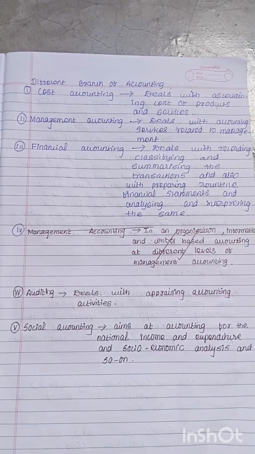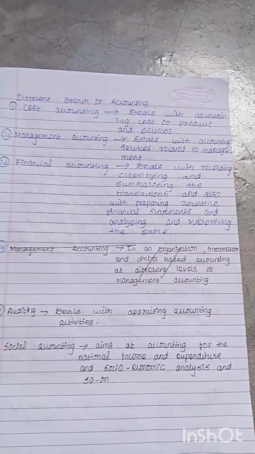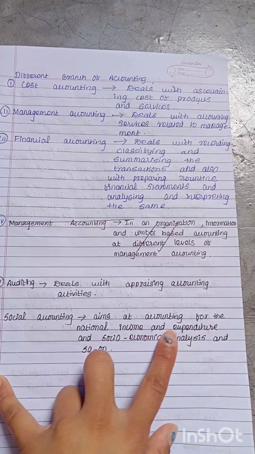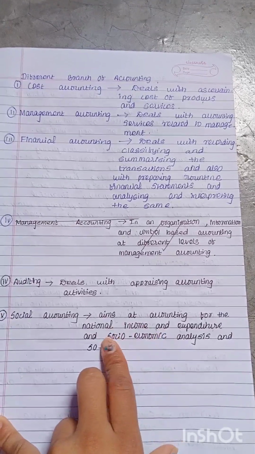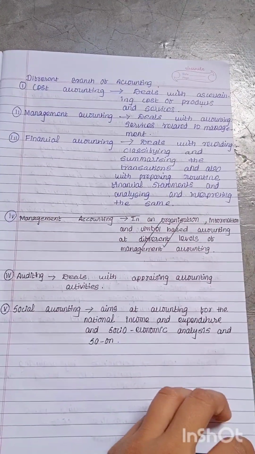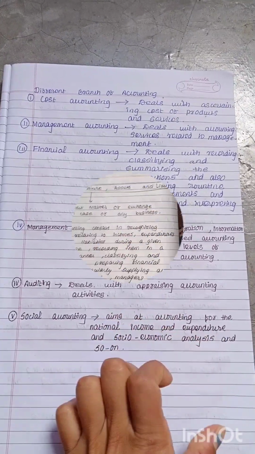What is auditing? It deals with appraising accounting activities, meaning to judge the accounting activity. That is auditing. And social accounting aims at accounting for the national income and expenditure and socio-economic analysis and so on.